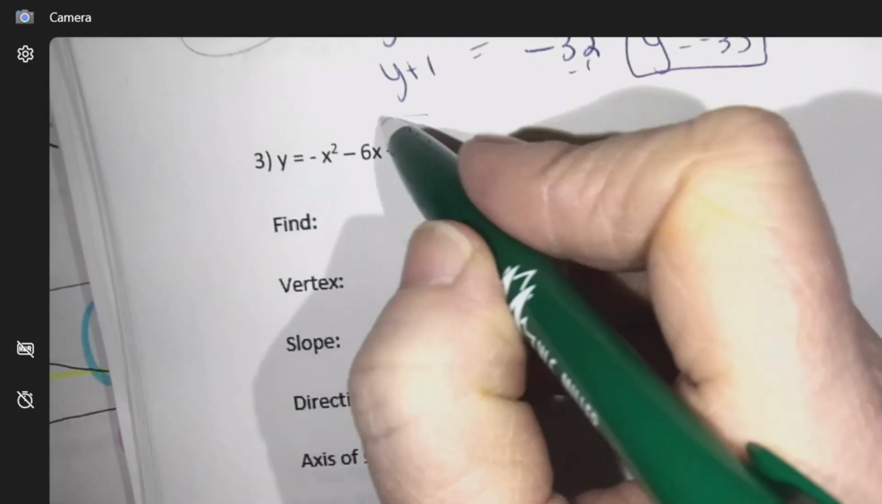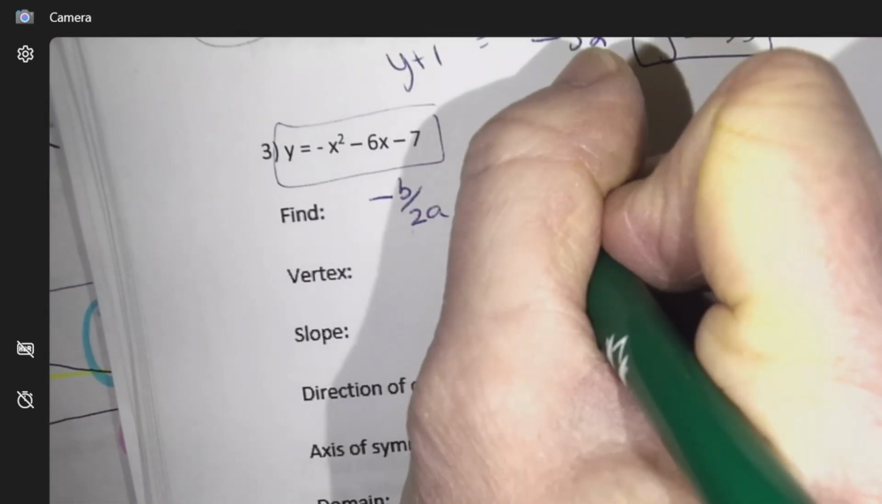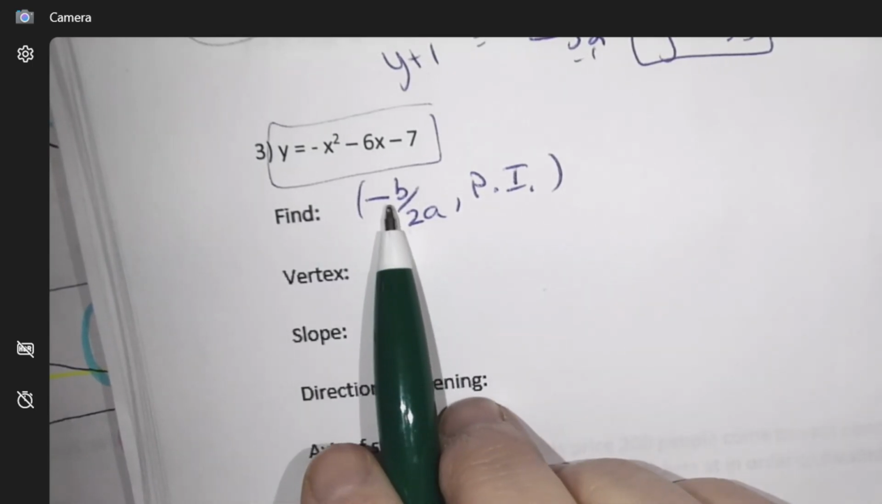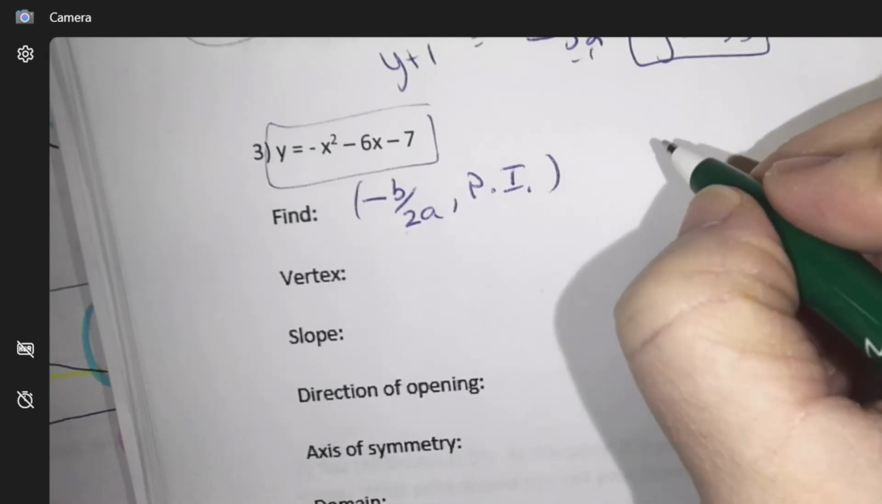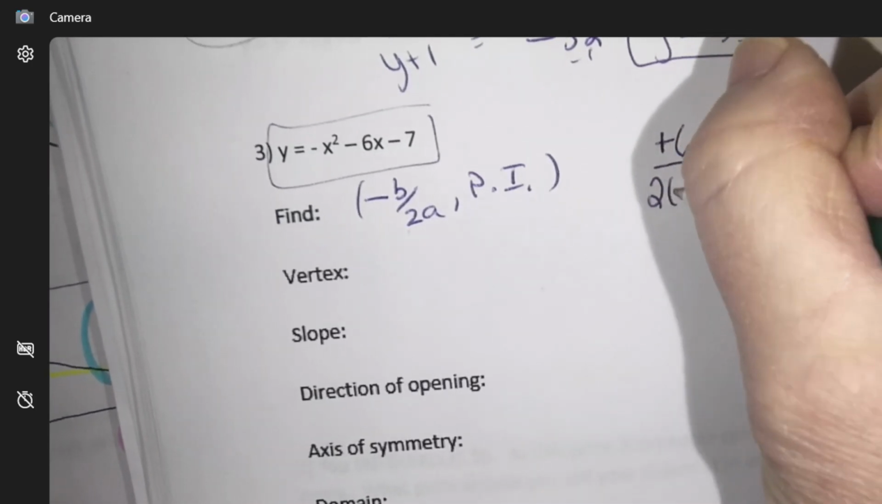And the other question, doing the same questions, but this time my equation looks different. Okay, what do you do to get the vertex of this style? Negative b over 2a, comma, plug in the number. Okay, so what is the opposite of my b value? Positive 6 over 2 times negative 1.